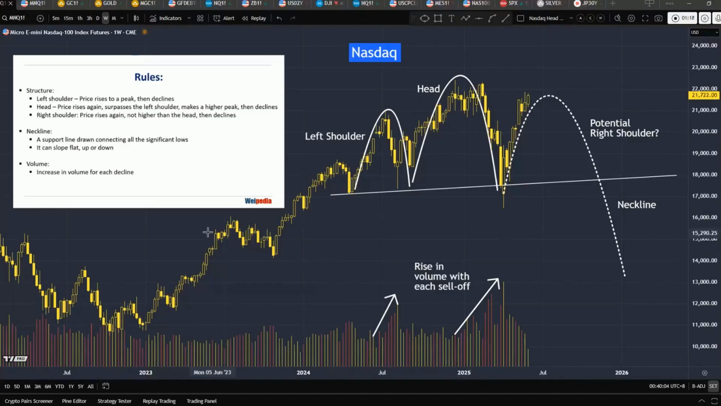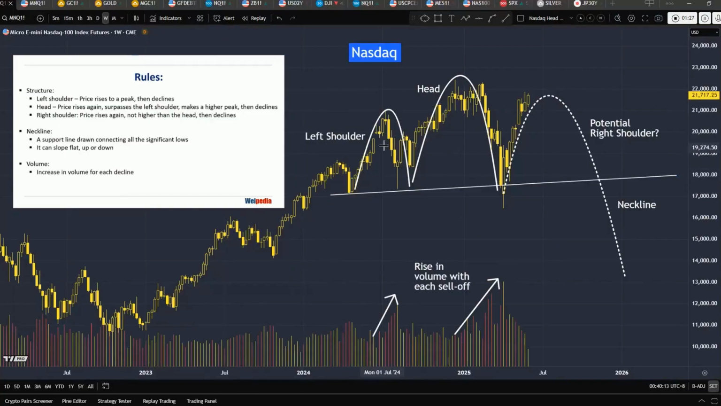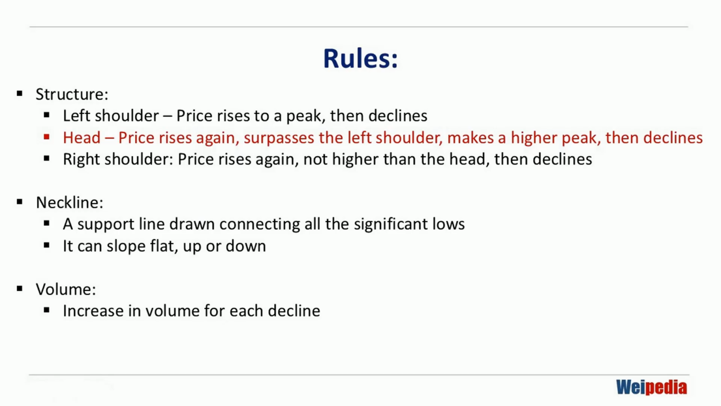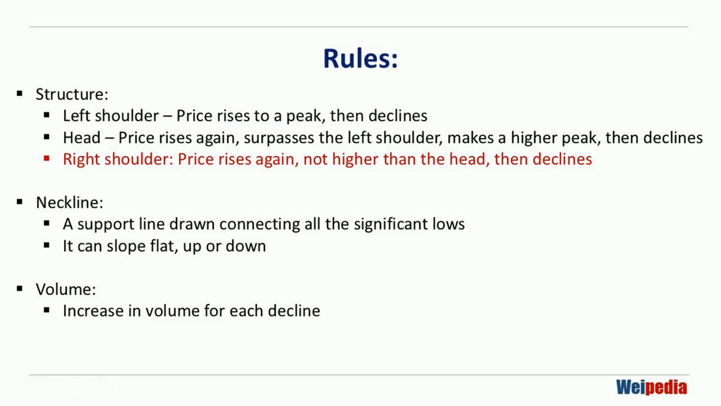Let's first go through the rules of identifying the head and shoulder. First, the structure. The left shoulder, the price has to rise to a peak, then it declines. And for the head, the price rises again, surpasses the left shoulder high, makes a new peak, then it declines. And for the right shoulder, it is still in the making.